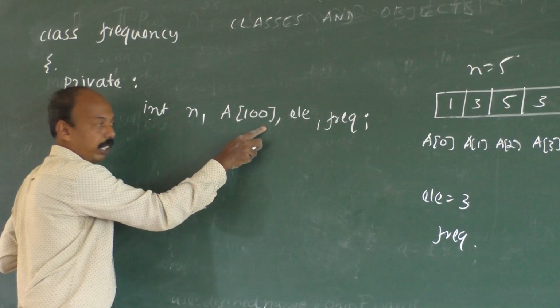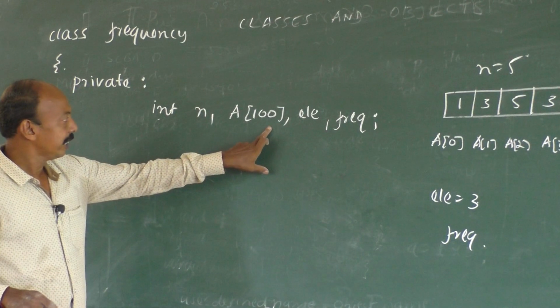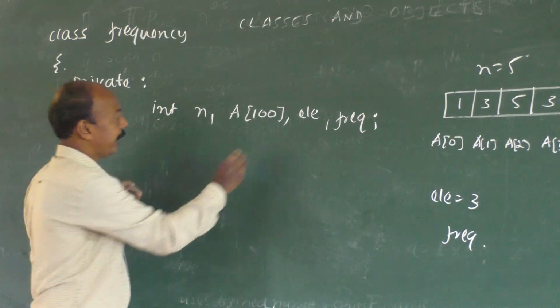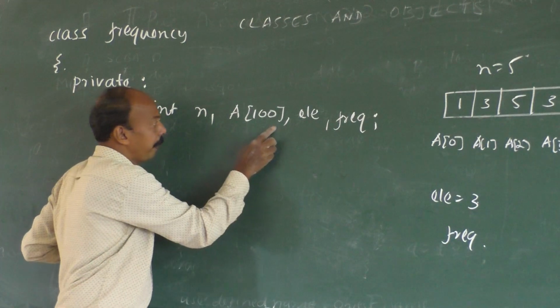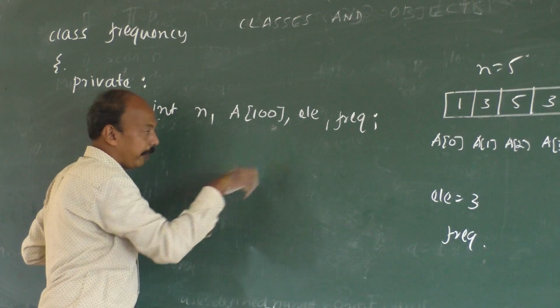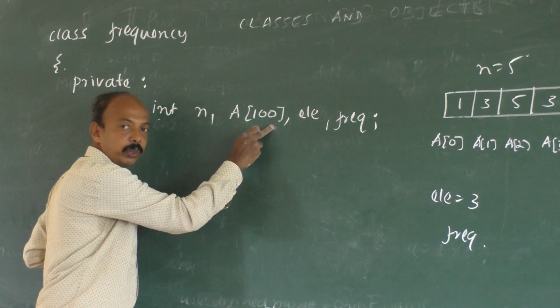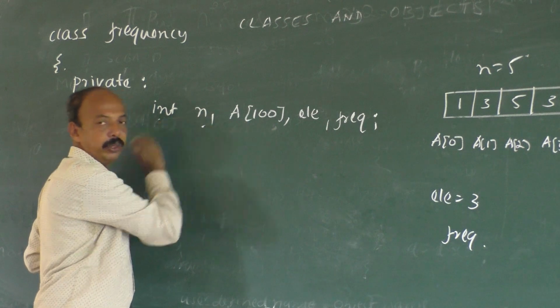N and A of 100, why is it? Because once we declare, we are declaring that 100 elements we are going to enter. At the maximum we can have 100, or we can write it as 50, no problem. But even though we have written 100, when we execute the program, all 100 values we are not going to input. We are going to input n values.